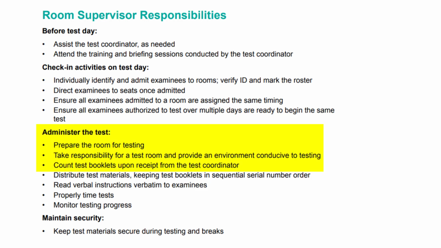Administer the test. Prepare the room for testing. Take responsibility for a test room and provide an environment conducive to testing. Count test booklets upon receipt from the test coordinator. Distribute test materials, keeping test booklets in sequential serial number order. Read verbal instructions verbatim to examinees. Properly time the test and monitor testing progress.